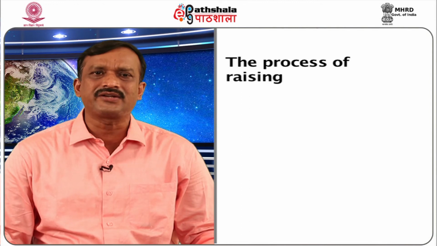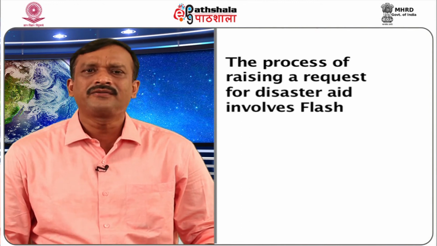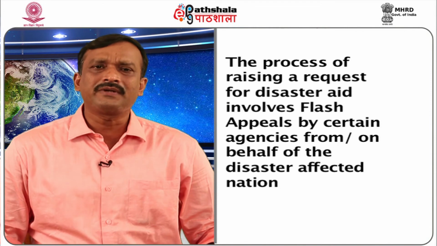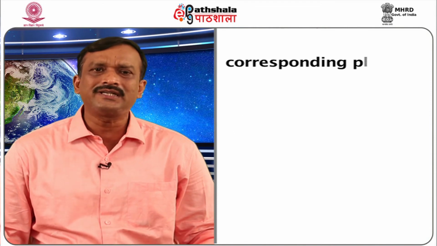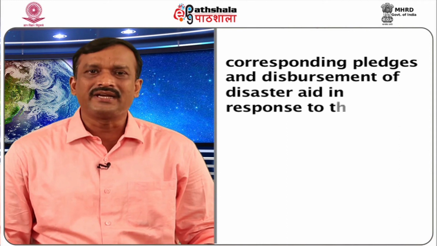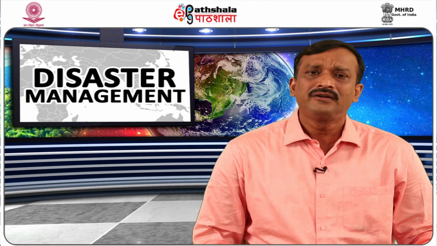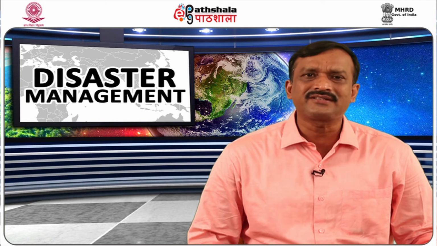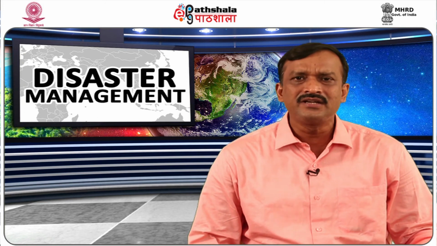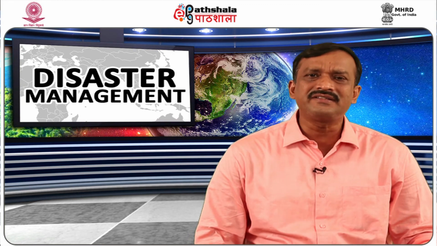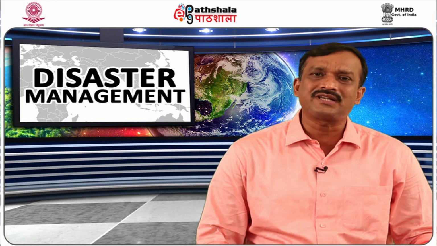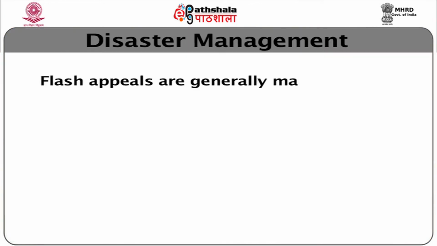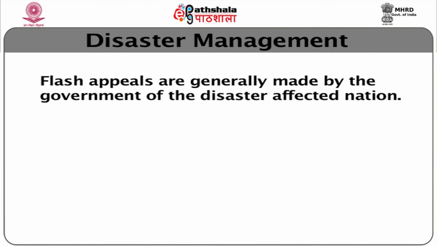The process of raising a request for disaster aid involves flash appeals by certain agencies from or on behalf of the disaster affected nation, and the corresponding pledges and disbursement of disaster aid in response to the appeals. Flash appeals include identifying needs of the affected community, coordinating a strategic response in order to satisfy the needs, followed by publicizing funds and materials needed to carry forward the response to disaster events, along with inventorying relief and early recovery projects. Flash appeals are generally made by the government of the disaster affected nation.